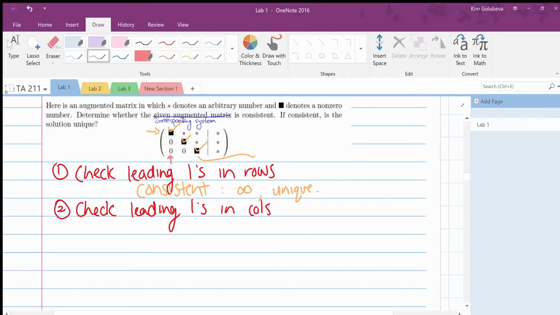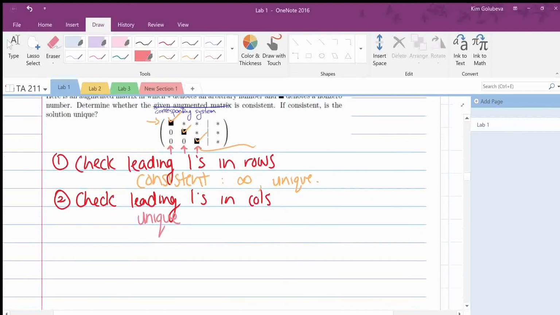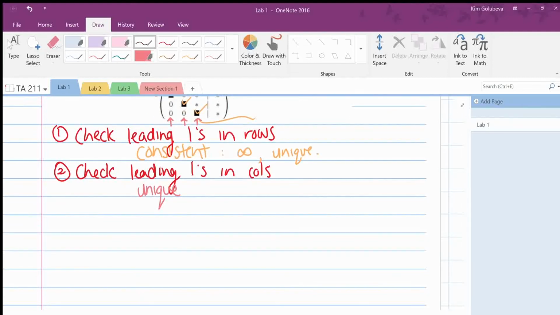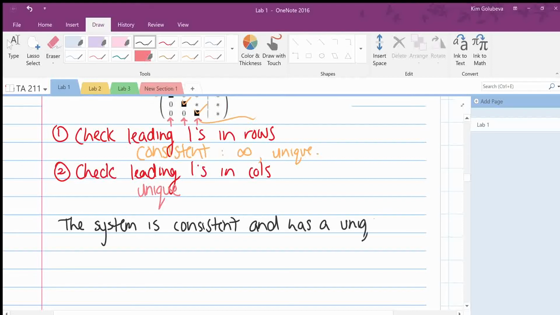So this column has a leading one. This column also has a leading one, and our last column has a leading one. So in this case, the solution is unique. All right, so just to conclude, the system is consistent and has a unique solution.